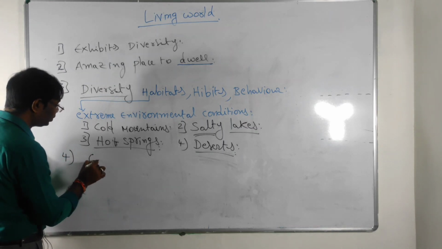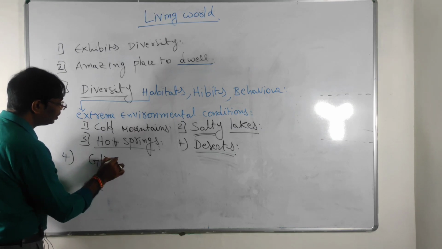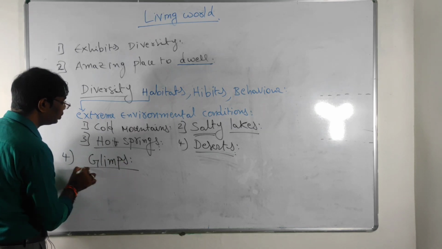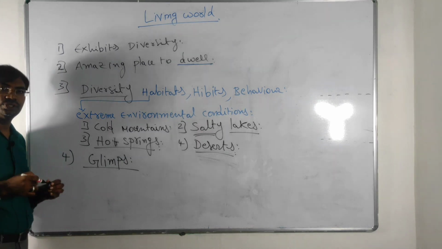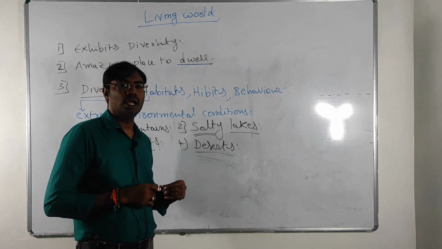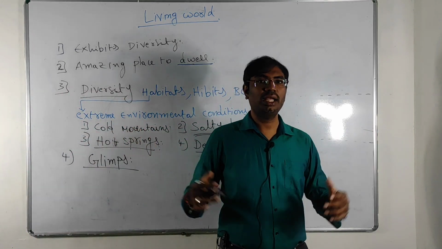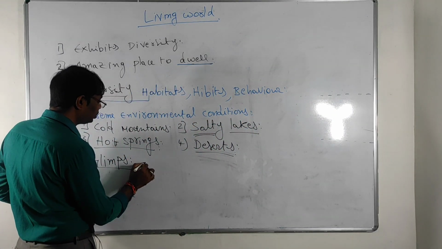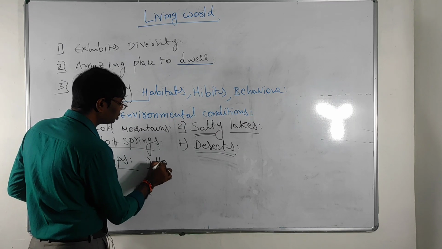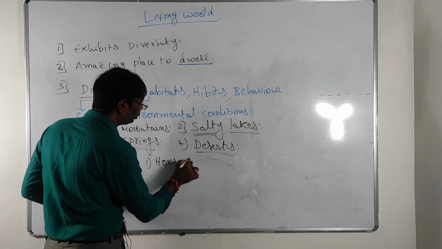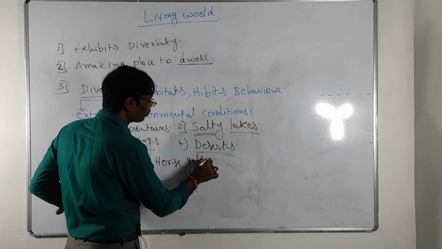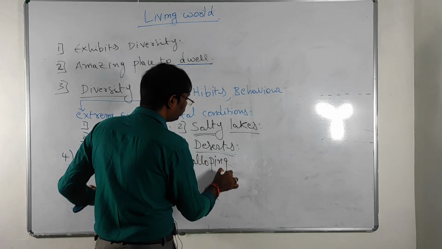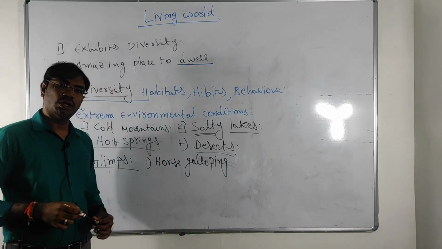Okay, so if you see our living world, it contains glimpses. A glimpse means very small things in our experience. After we wake up, we can observe some things in our everyday experience. So what can we observe? Every glimpse, like a horse galloping. Okay, so what is the speciality of the horse galloping?